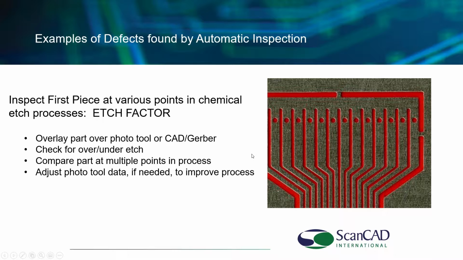Here's another example of using this in a chem etch environment where we're actually assisting the process of understanding the etch factor. So you can actually use the ScanINSPECT system to inspect parts as they move through the process to verify that you're not over or under etching a part. So you're making sure as you move forward that everything's okay. And if necessary, you can even adjust or improve the photo tool or the data that's making the part to allow for those kinds of situations that are difficult in a chem etch environment.